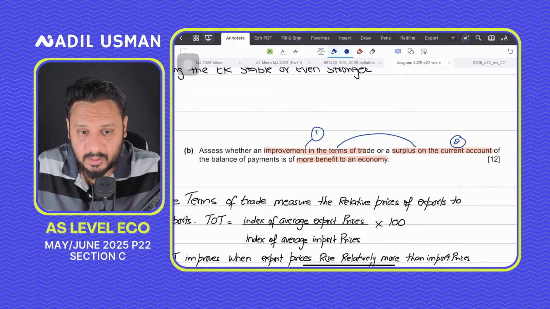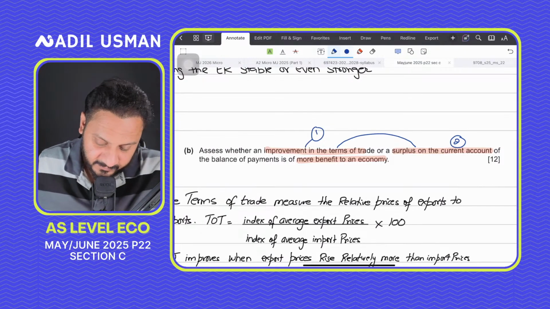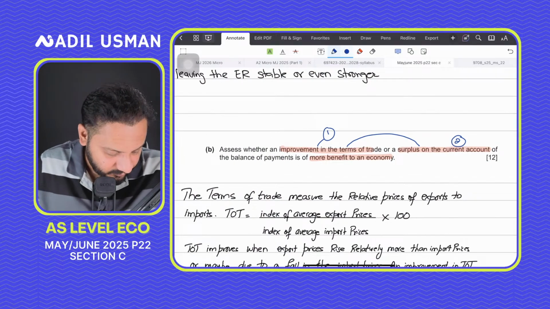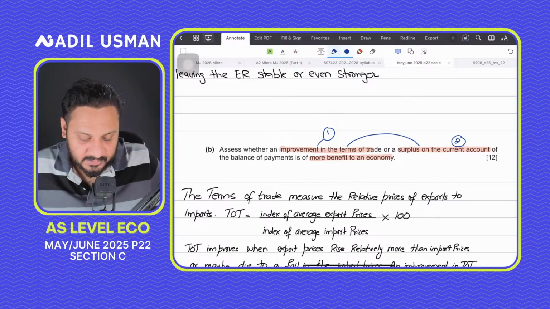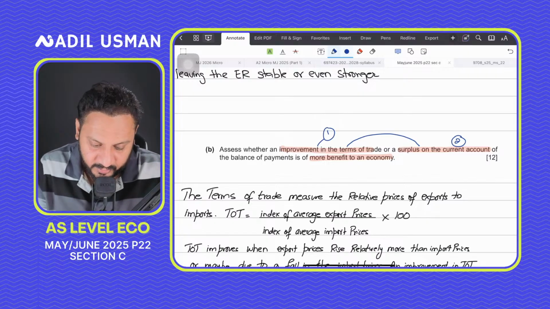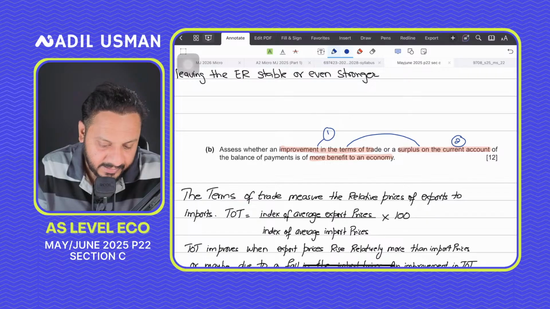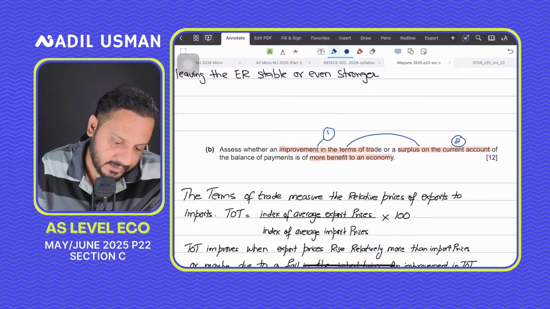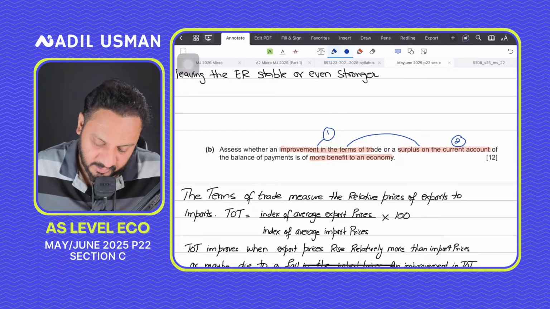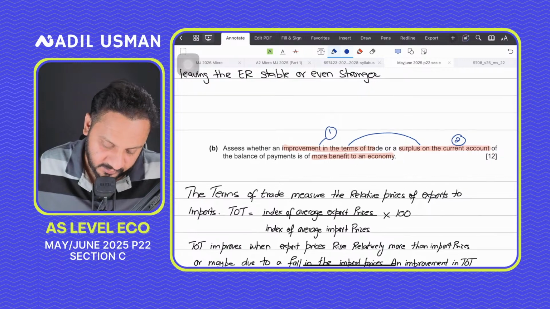Got it? Understood? So what you will say is, guys, that you will start off your answer by saying that the terms of trade basically measure. So this is the question. The question is simply asking you which is more beneficial. Is terms of trade improvement more beneficial, or is the current account surplus more beneficial?